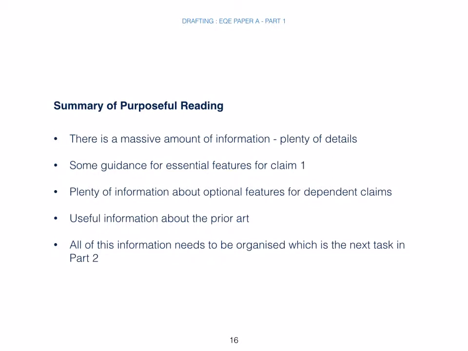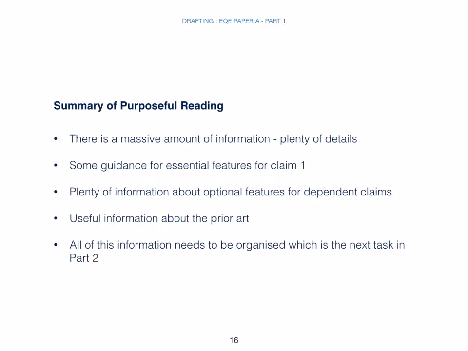Firstly, you may have noticed there is a massive amount of information in a few pages with plenty of details, and it's easy to get distracted with a lot of details. We have found some guidance for essential features for claim 1. Just to give an example, there should be at least 3 rods. There is plenty of information given about optional features and variants, which we will be able to use when we are drafting our dependent claims.